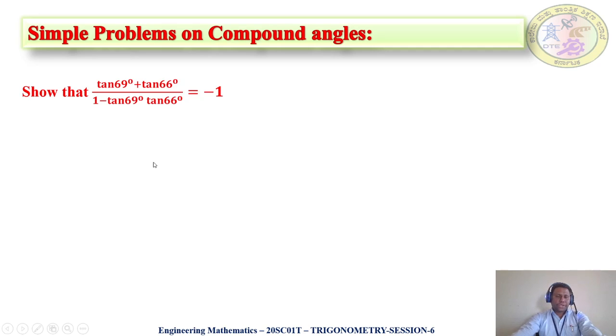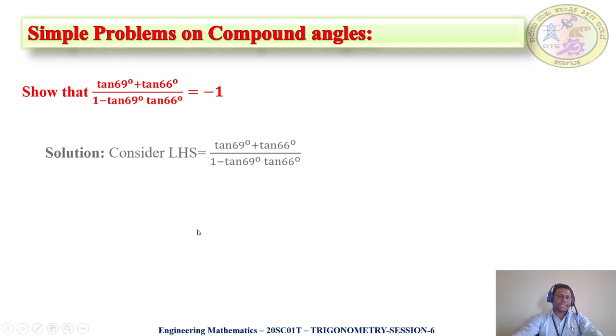Now show that tan 69 degree plus tan 66 degree whole divided by 1 minus tan 69 degree into tan 66 degree equals minus 1. By just looking at the problem, we can say that this is of the form tan A plus tan B by 1 minus tan A tan B. So that is the formula of tan of A plus B. So by using that formula, we can solve this problem.